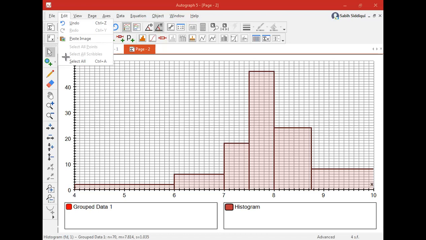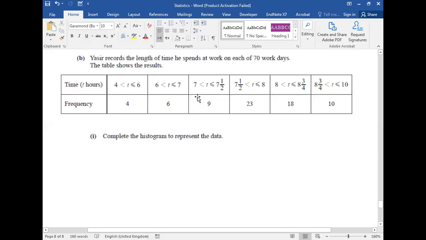So again, one of such questions, just when the class intervals are not equal, 4 to 6. And remember, what is the data in this question? This data is telling us how long a person spent at work on 70 different days. So these are the number of days he spent between 4 to 6 hours on 4 days, 6 to 7 hours on 6 days, and so on. And now if the question asks us to make the histogram for this one, we cannot make a histogram with a frequency. We'll make a histogram of frequency density.